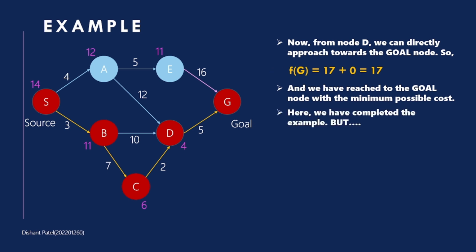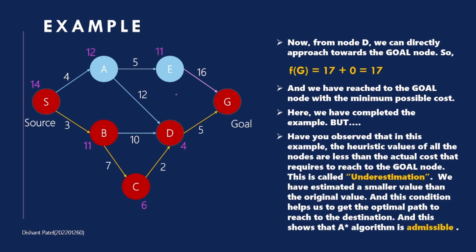Here we have completed our example, but have you observed that in this example all these heuristic values are less than the actual values that are required to reach the goal node from that node? See, here it is 14, and what is the actual cost? 4 plus 5, 9, plus 16, 25. Okay, so you can check all these values that are perfectly less than the actual values.